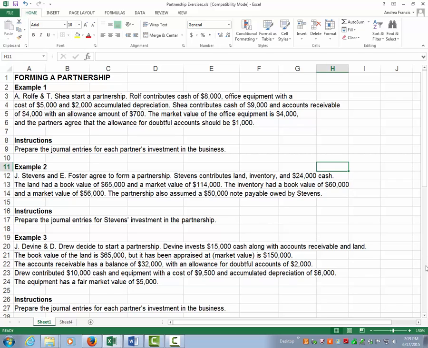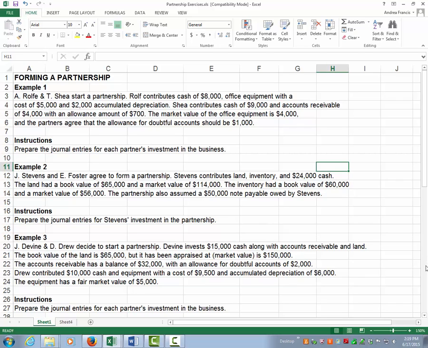You may recall that in your notes and in the textbook it says when partners contribute to the partnership, we record those contributions at their fair market value for the assets. The inventory had a book value of 60,000 and a market value of 56,000. So here again, the inventory is being compared book value to market value, just like we did with the land, and we see that there's a difference. The rule applies still that assets are recorded at their fair market value.